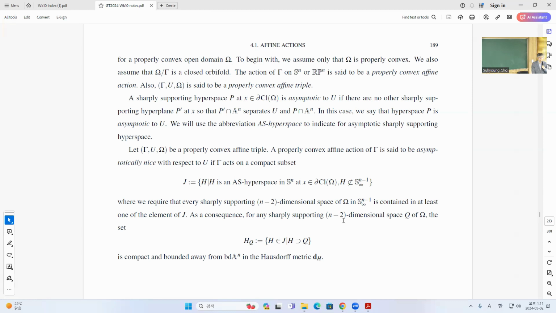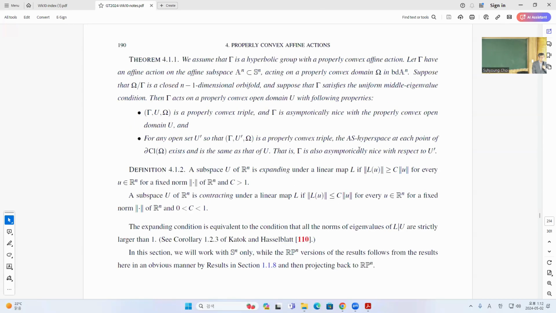And as a consequence, any sharply supporting n minus one hemisphere is compact and bounded away from the boundary of AN in the Hausdorff metric. So in the Hausdorff metric, these hyperspaces will be bounded away from these things. Okay, so there's some lower bound on the angle of the sphere. Of course, the angles are not invariant under the projective action, but there still is some angle.